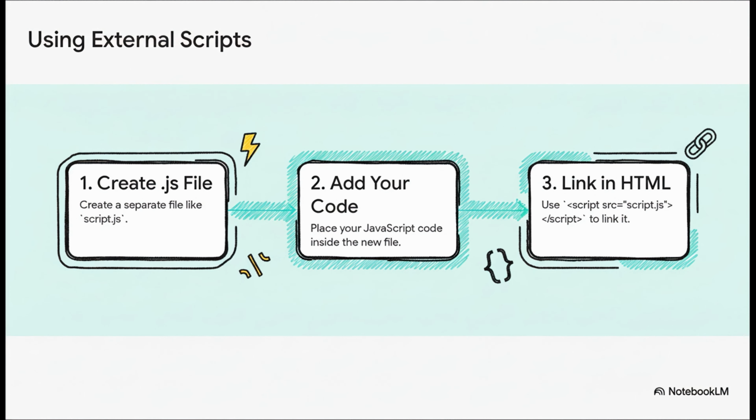It's as easy as 1, 2, 3. First, you create a brand new file, save it with a .js at the end, like script.js. Second, you put all your JavaScript code inside that file. And third, you hop back to your HTML and add a single script tag with that src attribute pointing to your new file. And you're done.